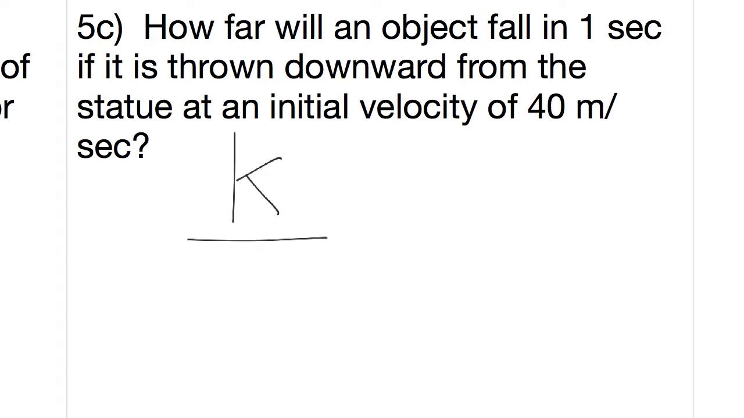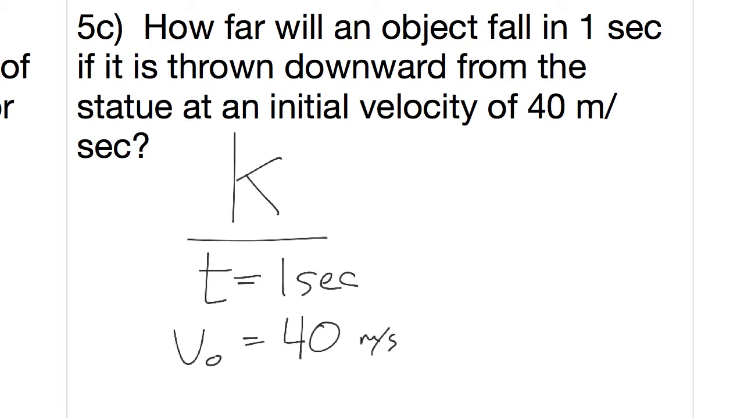How far will an object fall in 1 second if it is thrown downward from the statue at an initial velocity of 40 meters per second? Okay, so the known here is t equals 1 second, v0 equals 40 meters per second. And what do we want to find out? We want to figure out how far the object will fall. It's an unknown distance. Might not be the full 92 meters of the Statue of Liberty.